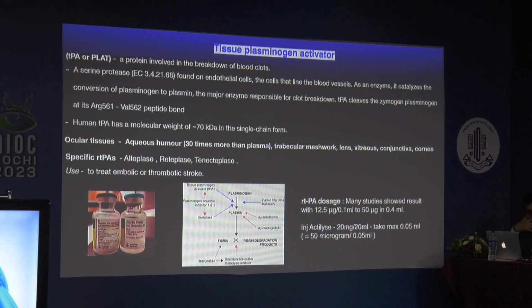But we are using recombinant TPA, that is the alteplase or reteplase or tenecteplase that is available to treat embolic or thrombotic stroke. But in this situation, to lyse the submacular hemorrhage, we are using it for more clot lysis.